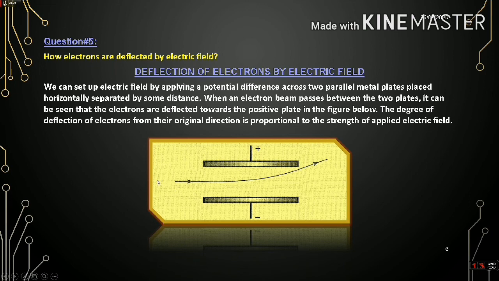When an electron beam passes between these two plates, it can be seen that the electrons are deflected toward the positive plate. The reason is that the electron has negative charge and this plate has positive charge, so they are attracted by the positive plate. The degree of deflection of electrons from their original direction is proportional to the strength of the applied electric field. If the strength of the applied electric field is strong, the deflection of electrons will be more, and if the strength of the applied electric field is weak, then the deflection of electrons from their original direction will be less.